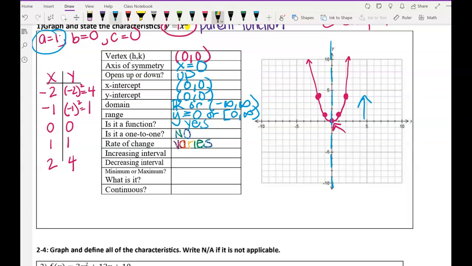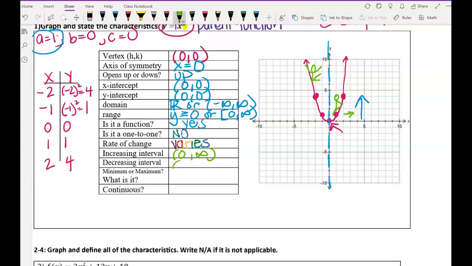Increasing is, remember, when you're hiking and you go up, right? So on the right side, this is going to be a steep hike. Remember, hiking, you go from left to right. So on the right side, you're increasing, that's x from 0 all the way to infinity. On the left side, you're sliding down, until it stops at the minimum or maximum. So it's going to be from -infinity to 0.